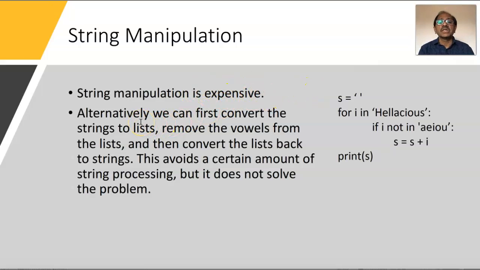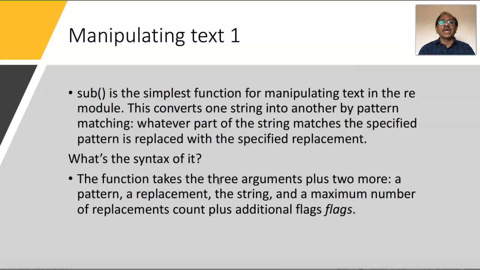Alternatively, we can convert strings to lists, then remove the vowels from the list first, and then convert the list back to strings. This avoids a certain amount of string processing, but it does not really solve our problem. So how do you do that?